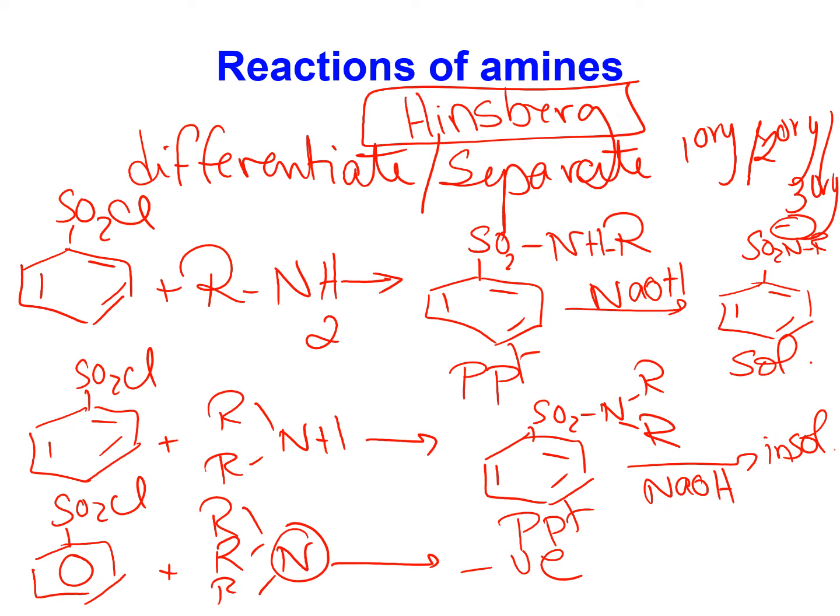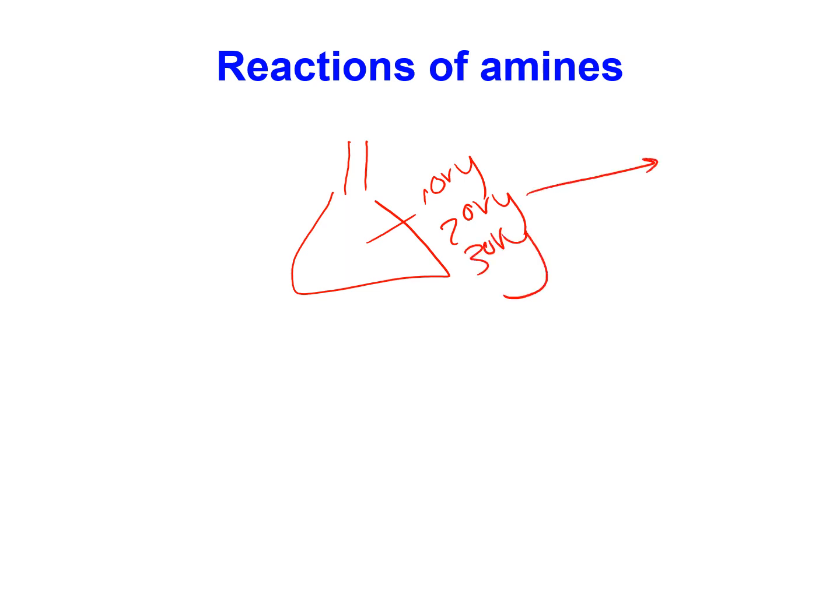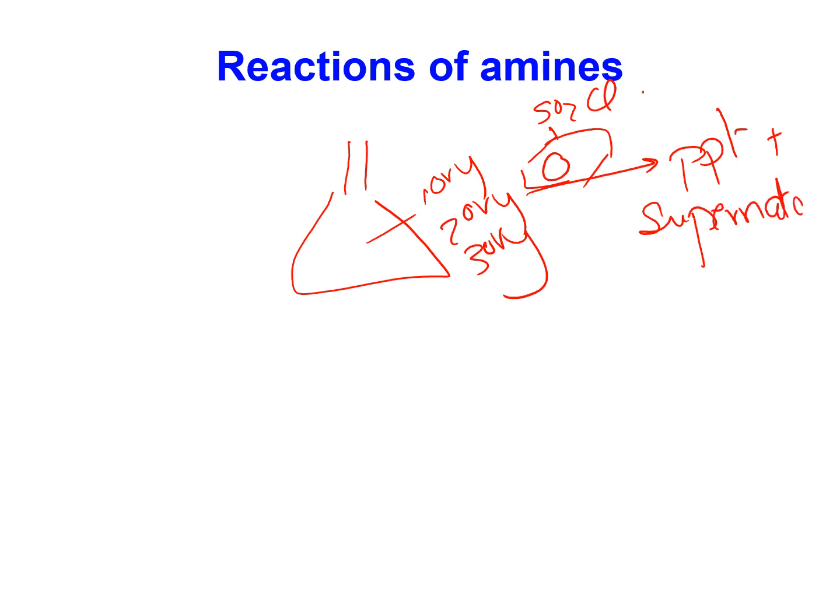How can we separate them? It's exactly the same. You will add the benzene sulfonyl chloride to the whole bottle. If you have primary, secondary, and tertiary amines mixed together in a flask, just add benzene sulfonyl chloride to this reaction, and you will obtain a precipitate plus a supernatant: a precipitate and a liquid.